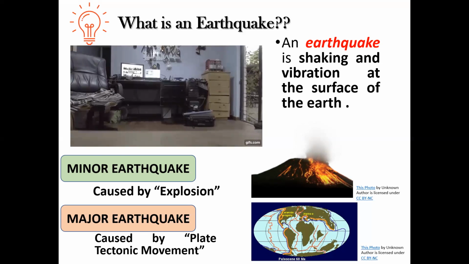Minor earthquakes are usually caused by volcanic activities. A volcano is considered active if it releases volcanic activities such as minor earthquakes.